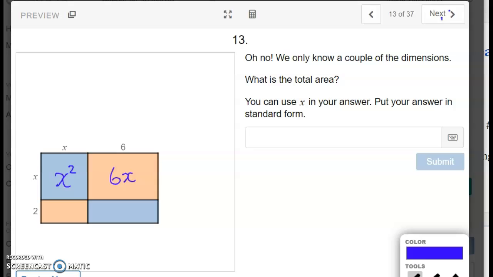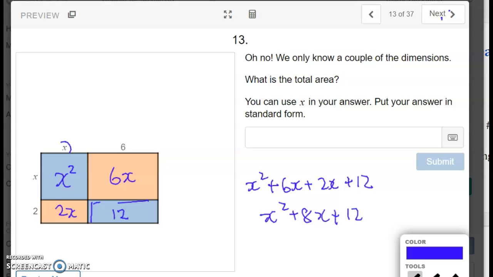And this rectangle, the width is 2, the length is x here. So x times 2 is 2x. And then finally, 6 times 2 is going to be 12. So then I have x squared plus 6x plus 2x plus 12. Since 6x and 2x are like terms, I can combine those and get x squared plus 8x plus 12, and that would be my final answer.